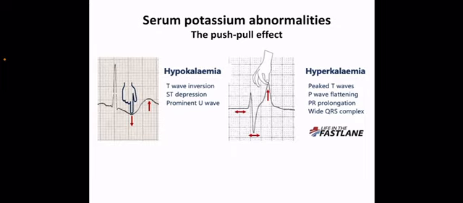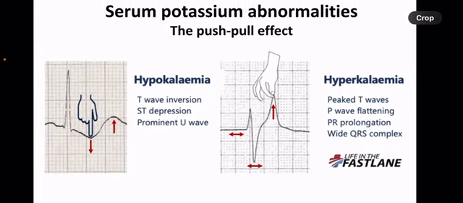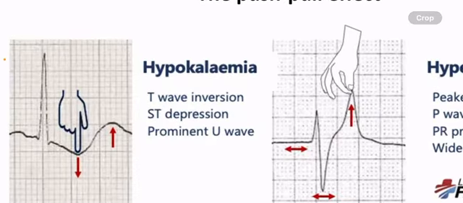If you look at the potassium abnormality, hypokalemia and hyperkalemia, there's T inversion, but this T inversion is an illusion. What is meant by illusional? It seems to be inverted because there is a prominent U wave.